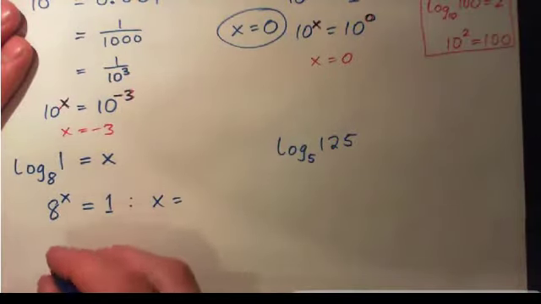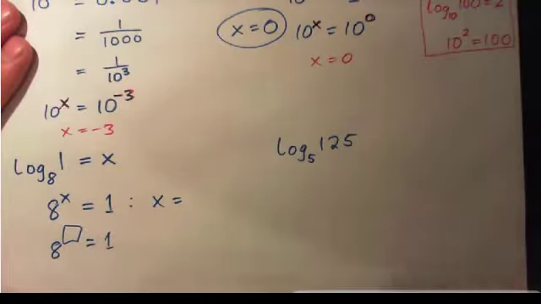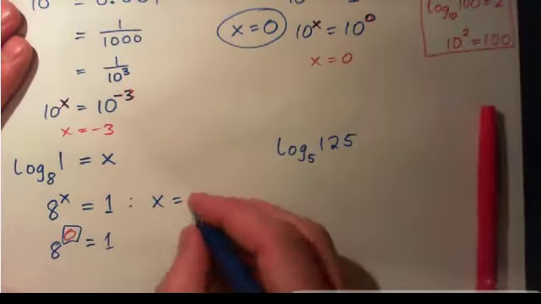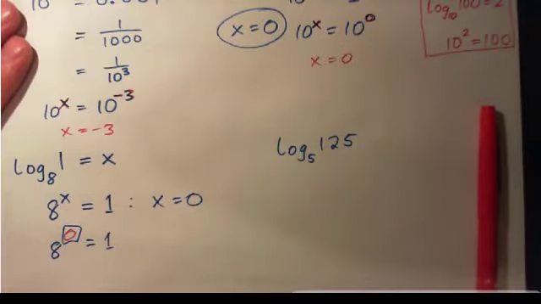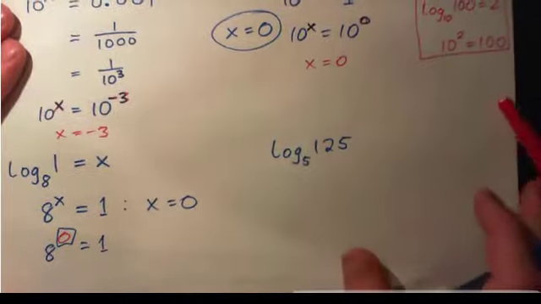8 to the power of what gives 1? 8 to the power of 0, right? So the answer has to be 0, right? So that's one way. Of course, you could say, well, anyway, the answer is 0.